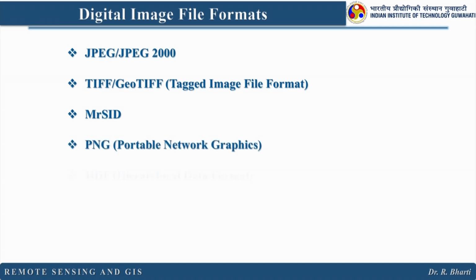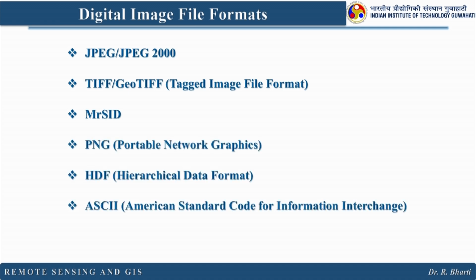Remember, ASCII is also a file format in which you can save your image, but here the visualization will be only in number form. You can save all your digital numbers, DN values acquired by your sensor, and then subsequently import this in MATLAB or C or maybe other remote sensing software, and you can always see your images.